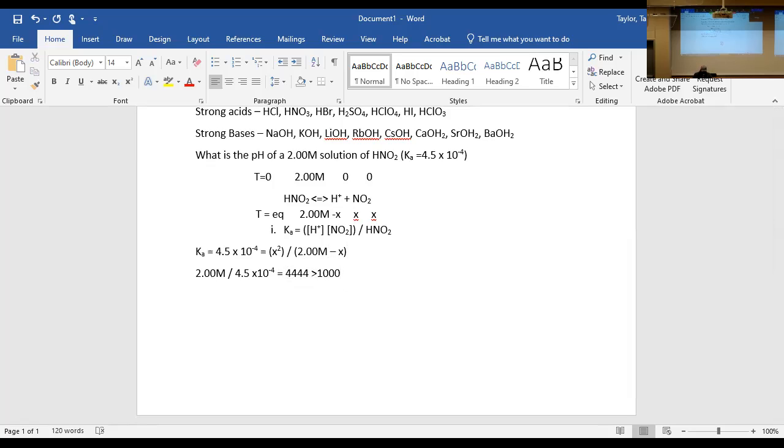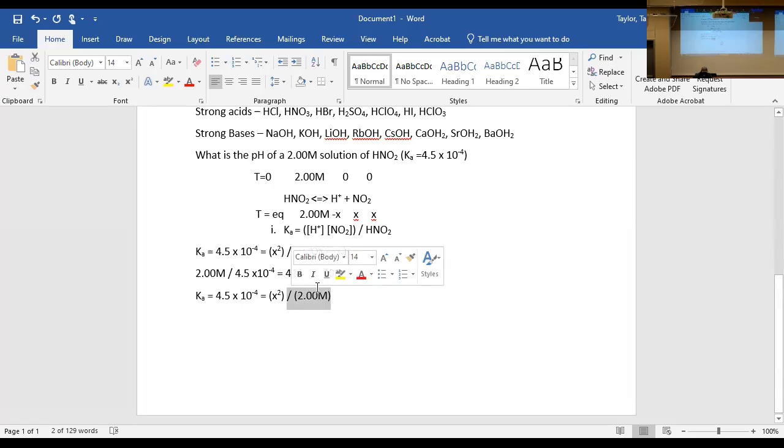And then we'll go down. And yeah, we'll drop that x. And that makes the problem much easier because then all we need to do is multiply this 2.00 molar to the other side. And then we are left with 9 times 10 to the negative fourth. That's just 2 times 4.5. And you keep the times 10 to the negative fourth because it doesn't get over 10, is equal to x squared.